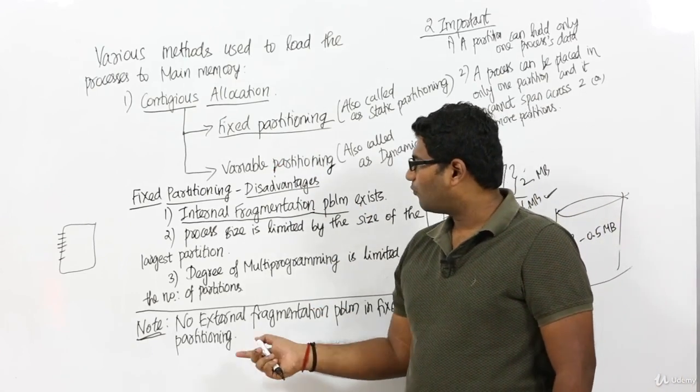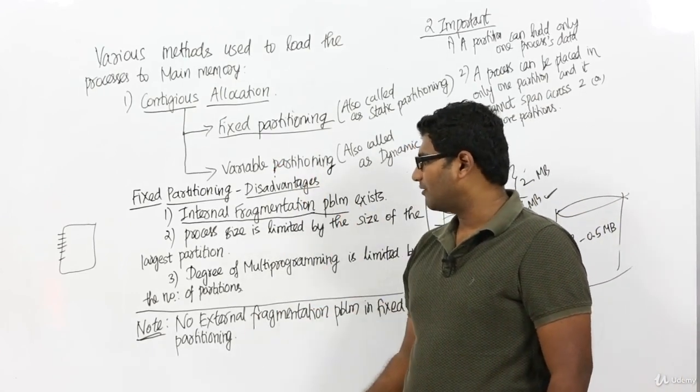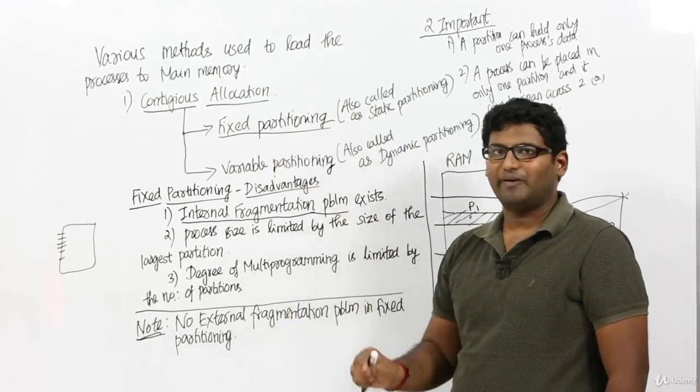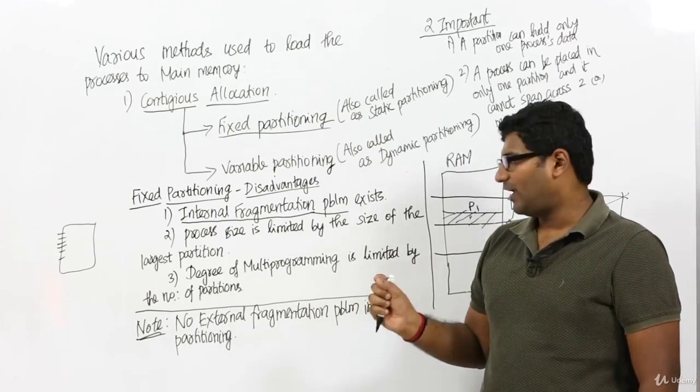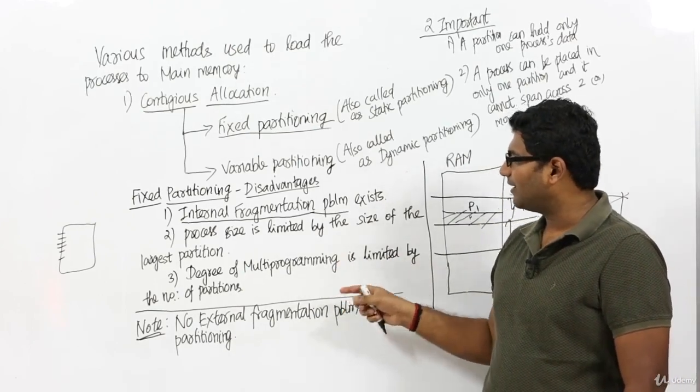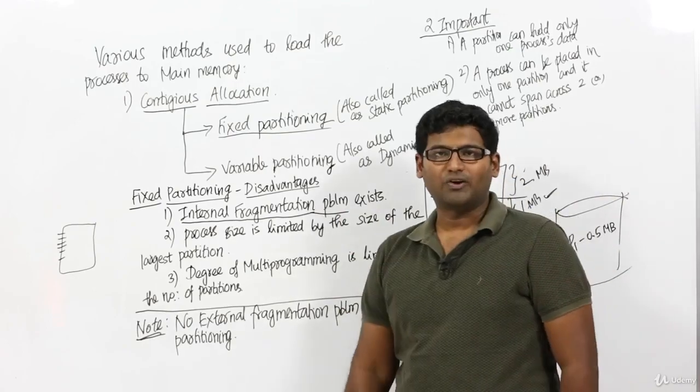So while discussing variable partitioning, we will see first what is meant by external fragmentation, and then we will see why it happens in variable partitioning but it doesn't happen in fixed partitioning. Okay, fine.